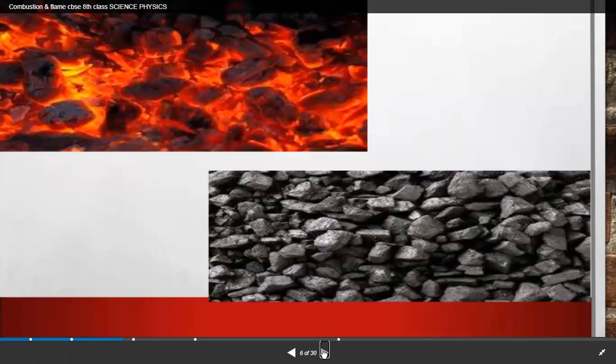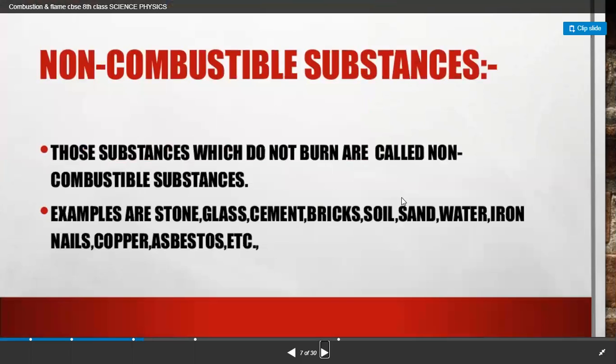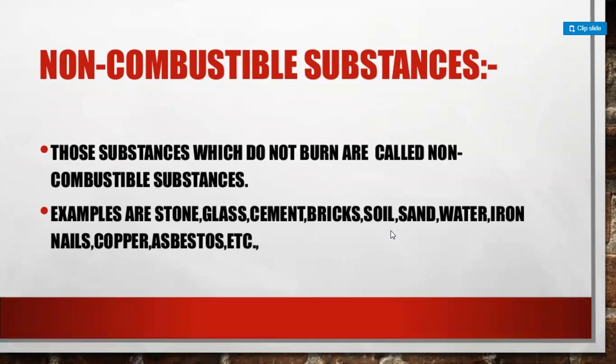Here you can see the process of combustion. Next are non-combustible substances. The substances which do not burn are called non-combustible. For example, stone, glass, cement, bricks, soil. So these are all substances which do not burn.